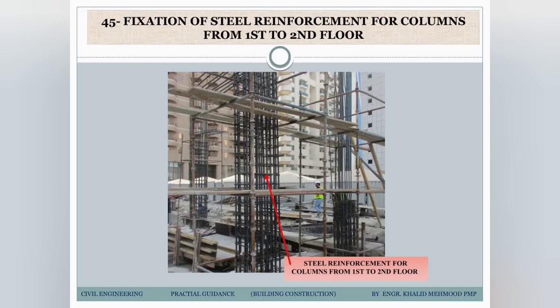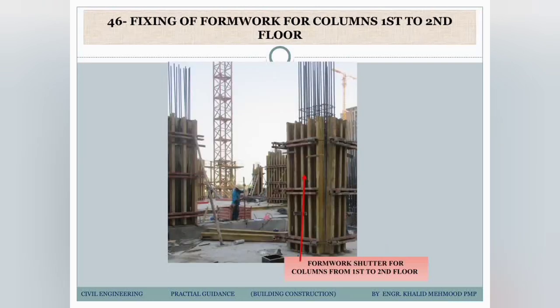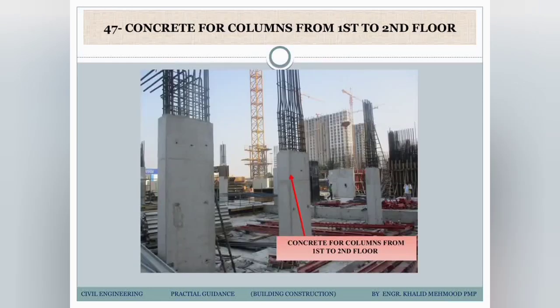So we'll use the same sequence from ground to first. We did the column, now we're doing the column from the first to second. We fix the steel. Now here you can see the formwork for the column from the first to the second. After we'll cast the column, you can see we have casted the columns for the first floor level to the second floor level.